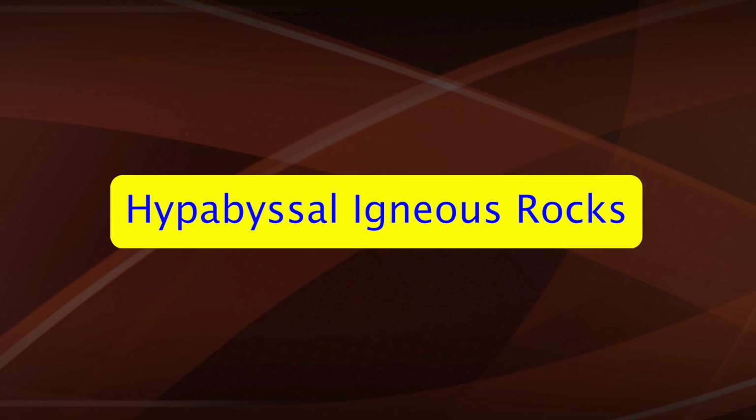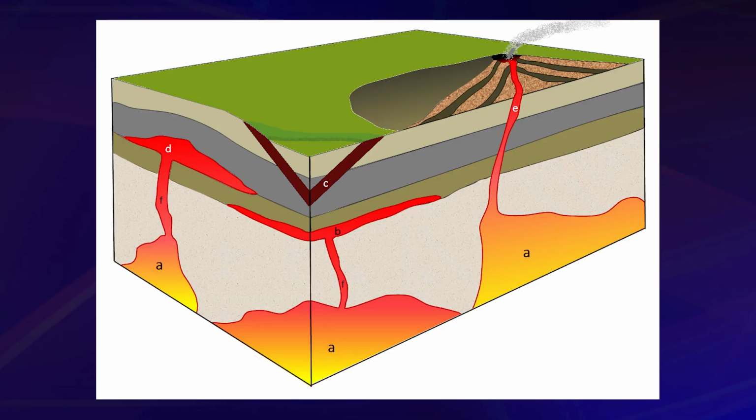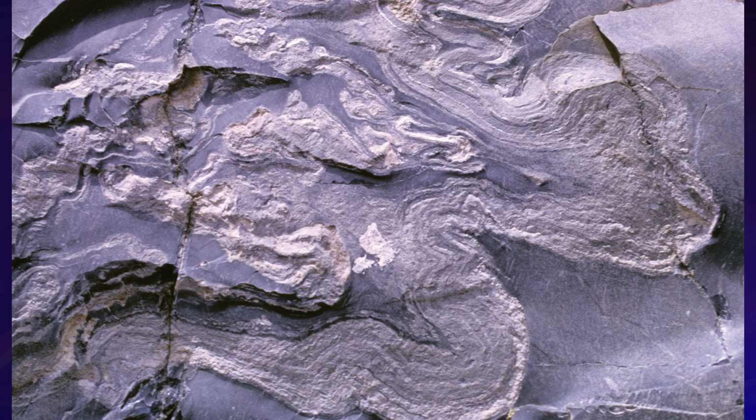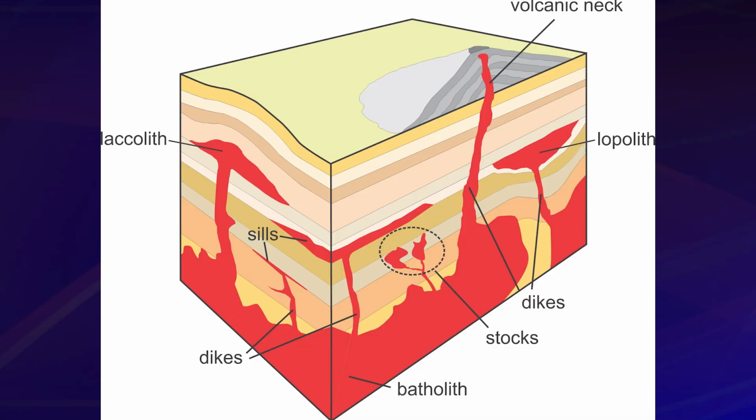Hypabyssal igneous rocks. Hypabyssal igneous rocks form when the magma solidifies at shallow depths below the Earth's surface, usually between plutonic and volcanic levels. Because the magma cools faster than in plutonic environments but slower than at the surface, these rocks have medium-sized crystals, neither very large nor very fine. They often occur in smaller sheet-like intrusions such as dikes, sills, laccoliths and phacoliths.